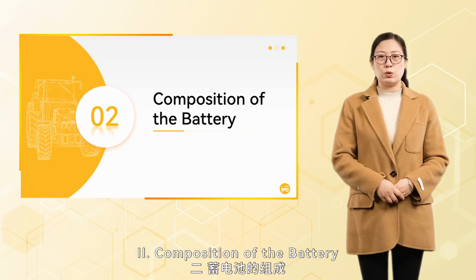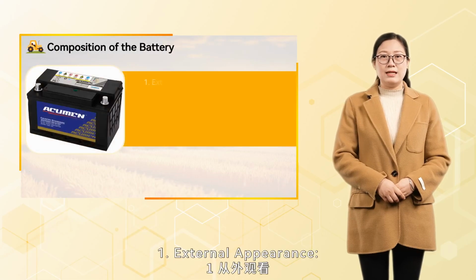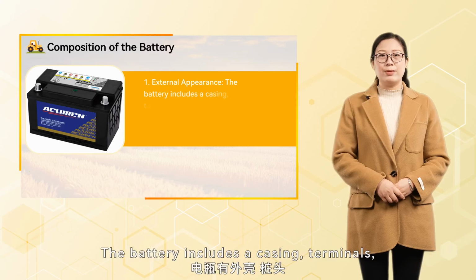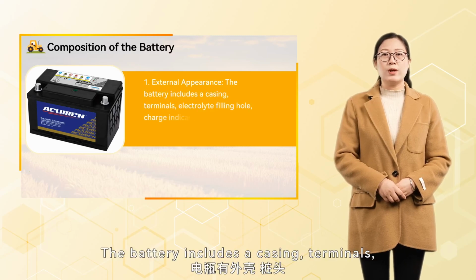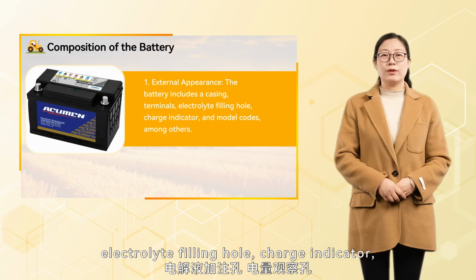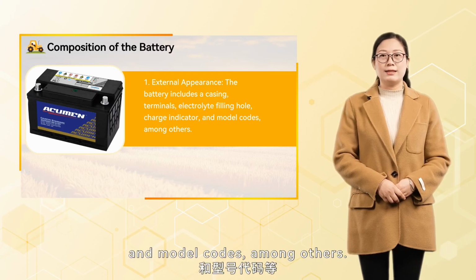2. Composition of the battery. 1. External appearance. The battery includes a casing, terminals, electrolyte filling hole, charge indicator, and model codes, among others.